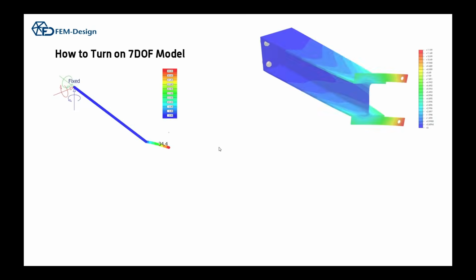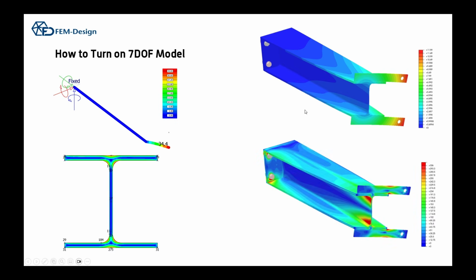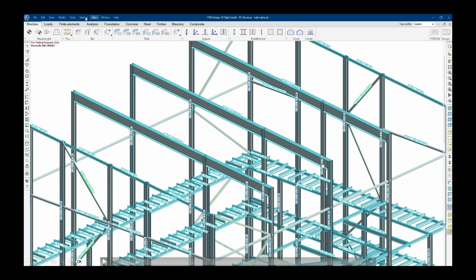First of all, how to turn it on. Let's go back to the problem that we had at the start. The deformation of the classical beam model is 34 millimeters, and it should be around 11 millimeters. We know that this one is correct. Okay, and the stress distribution should look something like this.